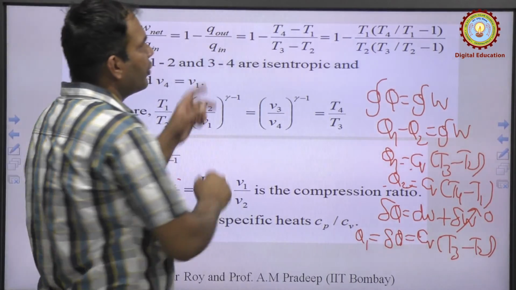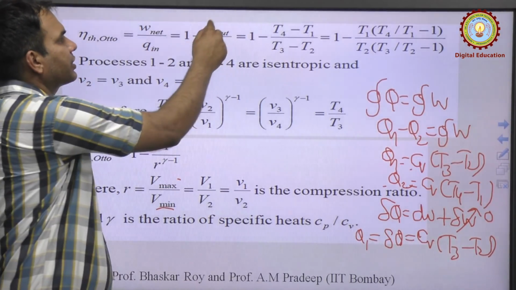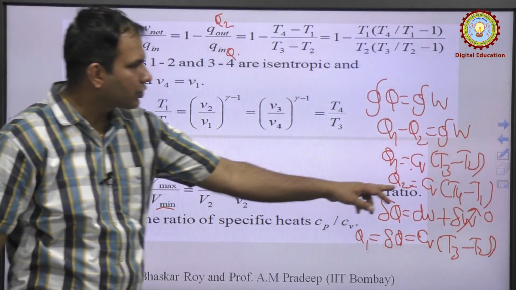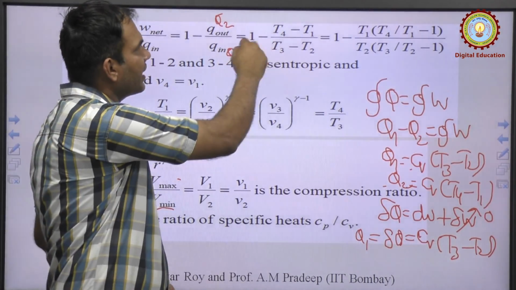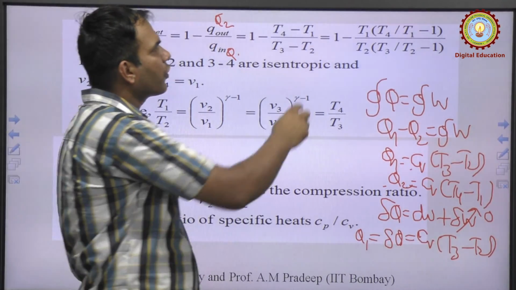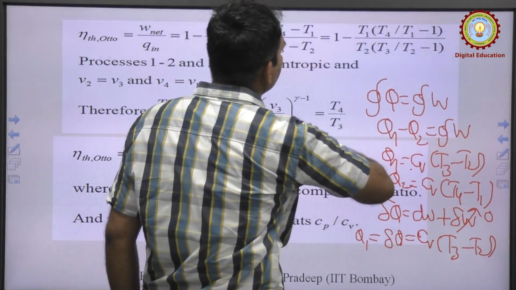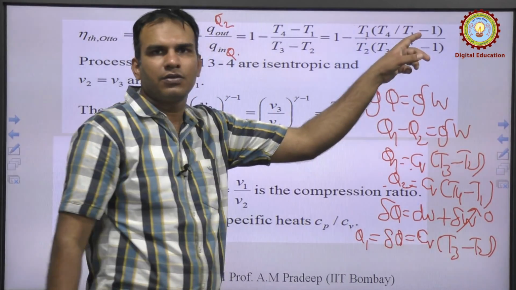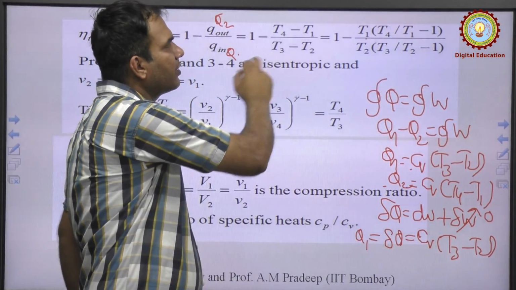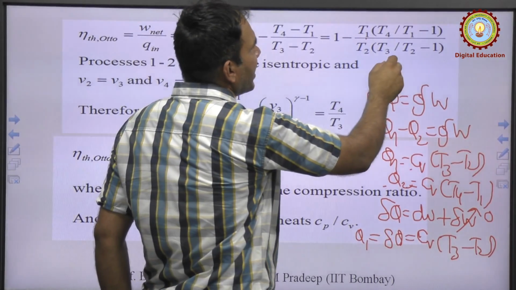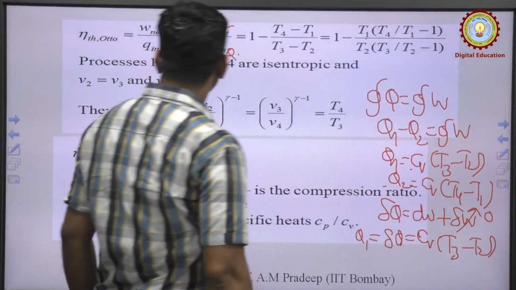So, putting these values in this expression, CV will cancel out. So, (T4 minus T1) divided by (T3 minus T2). From this relation we can take T1 common from the numerator, so T1 (T4 by T1 minus 1). Similarly, T2 can be taken common from the denominator, so T2 (T3 by T2 minus 1).